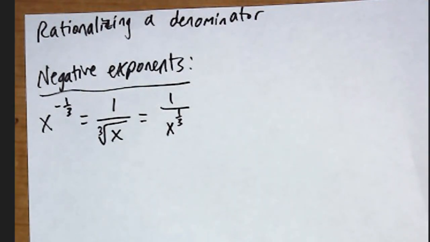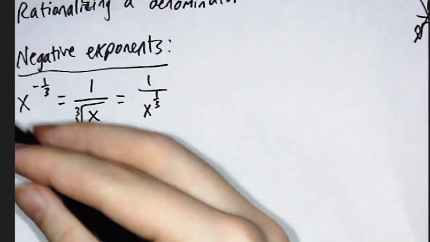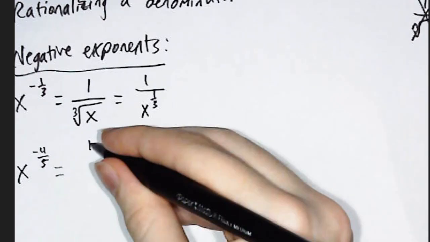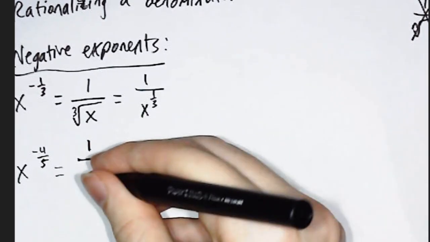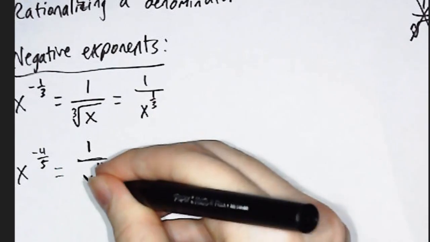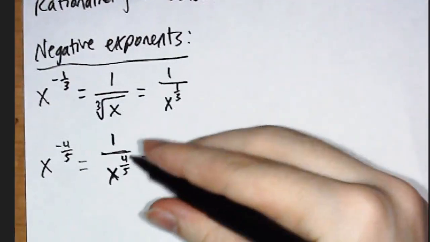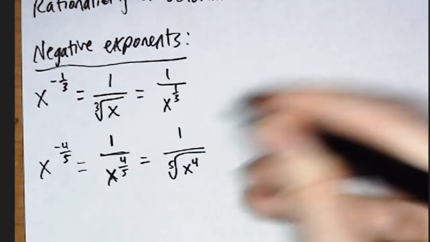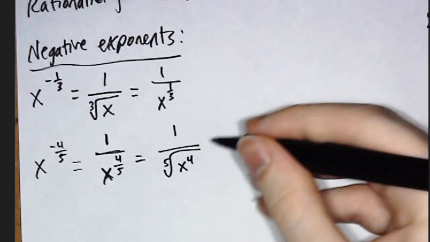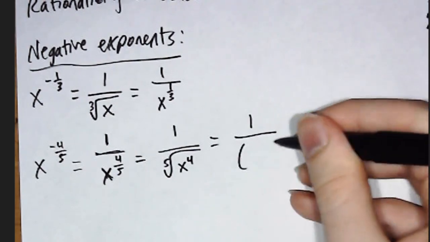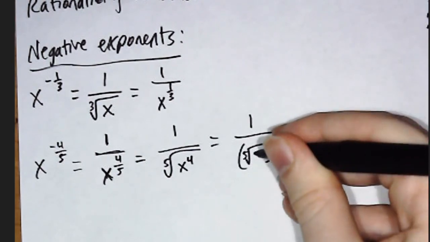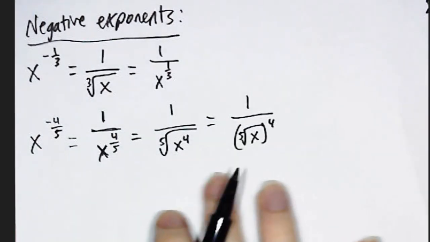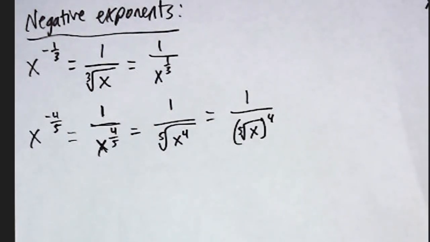Okay. So now, our next example is x to the negative 4/5. This is equal to 1 over x to the positive 4/5, which, if we rewrite that in radical form, is going to give us 1 over the 5th root of x to the 4th. Or it could also give us 1 over the 5th root of x all raised to the 4th. We know from the last set of notes that these are equivalent, so this should not come as a surprise.